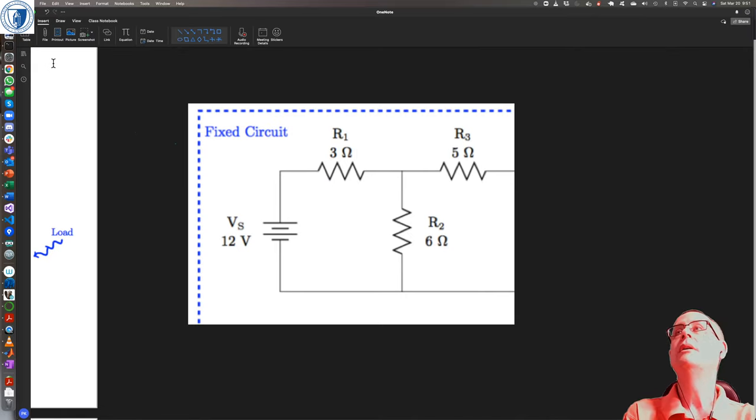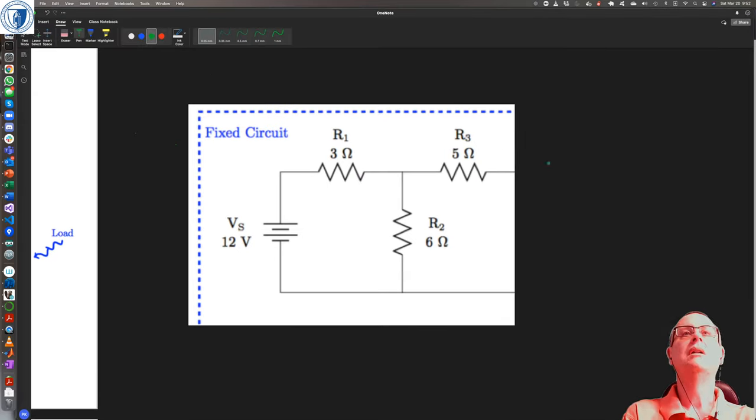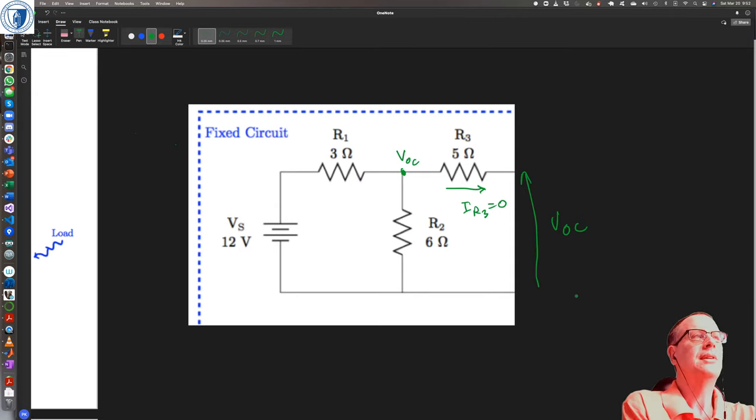And what we want to do is measure the open circuit voltage. Right? And because it's open circuit, IR3 is zero, right? There's no current flowing out because it's open circuit. So the voltage here is also VOC, because there's no current flowing through the resistor, there's no voltage drop across the resistor, V equals IR. So the measurement you're making here is going to be the same as the measurement you make here.